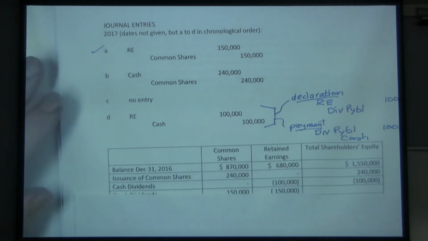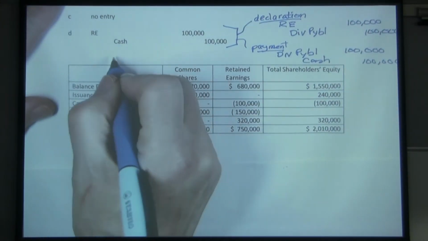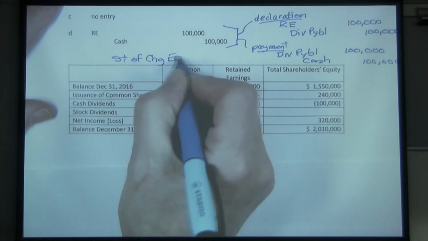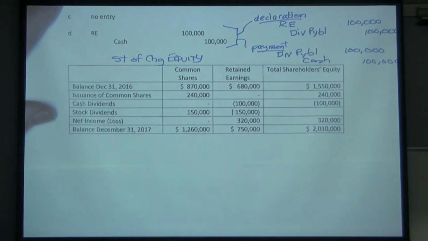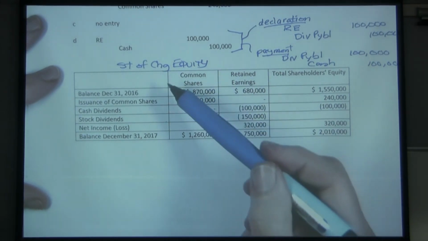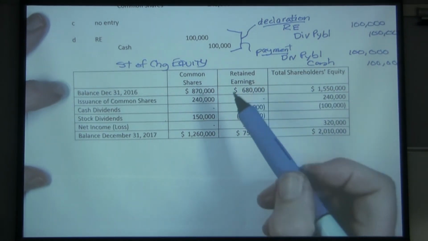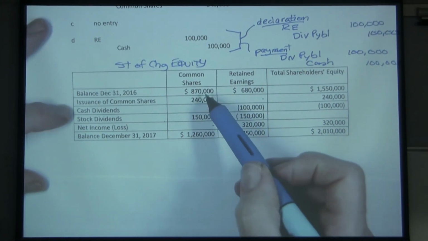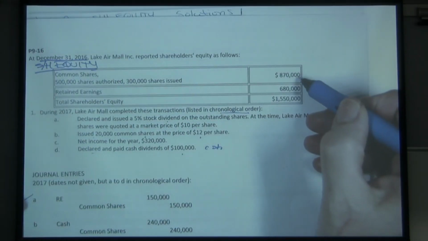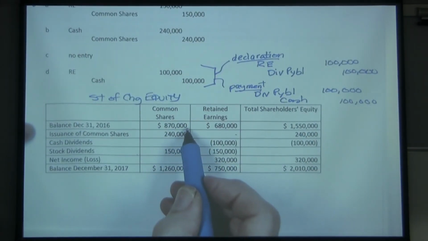And what we can do, and I'd like to show you next, is the statement of changes in equity. So, excuse me, if we had preferred shares, we would have another column here for preferred shares, but we don't have preferred shares. We're just going to start with our common shares. So, our common shares started at $870,000 the year before. That's our beginning balance in common shares.